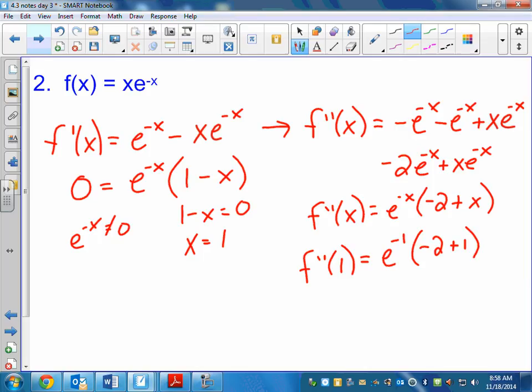Is that going to be a negative answer or a positive answer? Negative 2 plus 1 is negative, which means that's going to give me a negative answer, which means it's concave down. So I can say that there is a relative max at x equals 1. And to find the y value that goes with it, I have to plug it back into the original problem.